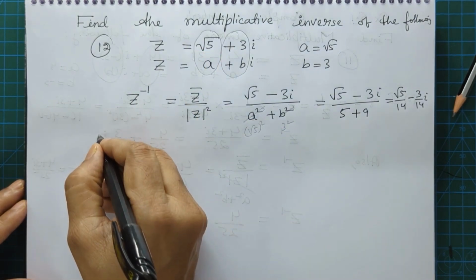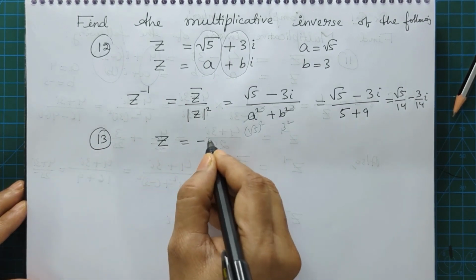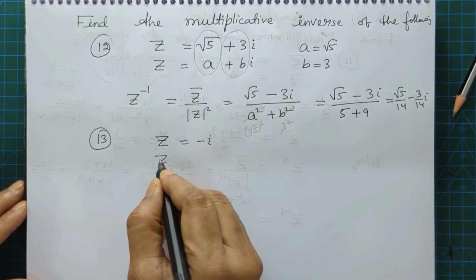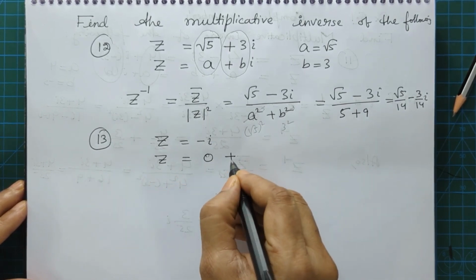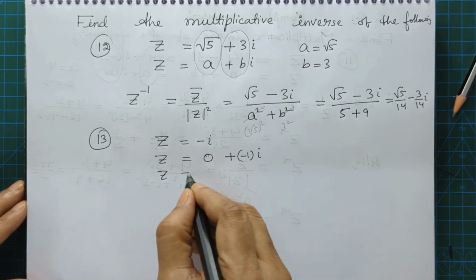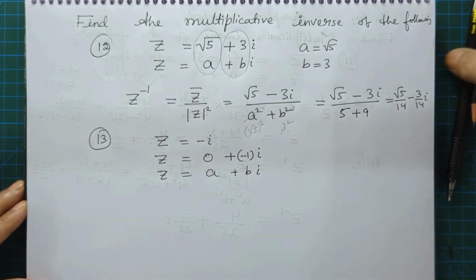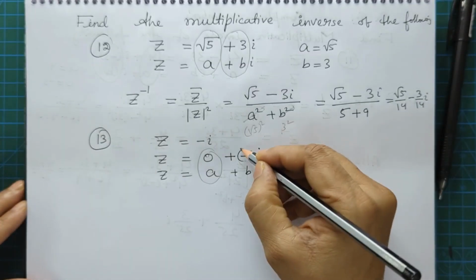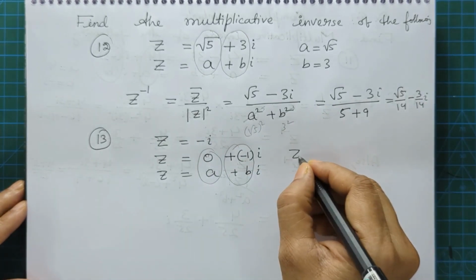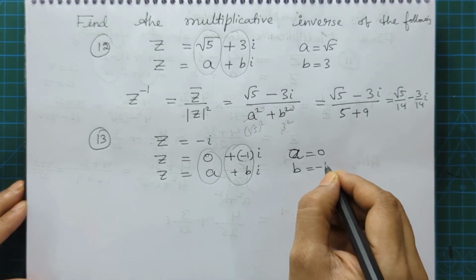Going for the 13th question, we are given the complex number z, which is negative i. First we should write this in standard form. Standard form is z is equal to 0 plus minus 1 of i, and the regular standard form is a plus ib. So a happens to be 0, b happens to be negative 1.